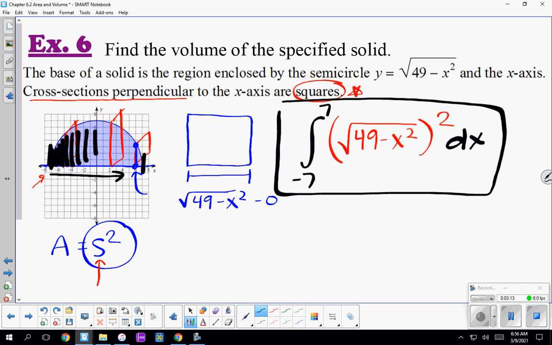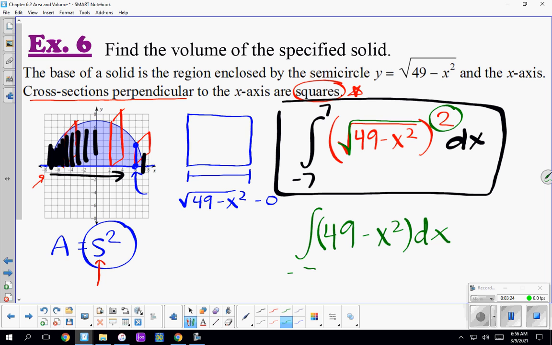And a lot of these are really nice because we use this radical function a lot, and then when we square that, we're actually really just going to integrate 49 minus x squared. And if they ask you to set this up on the AP test, either one of those are fine.